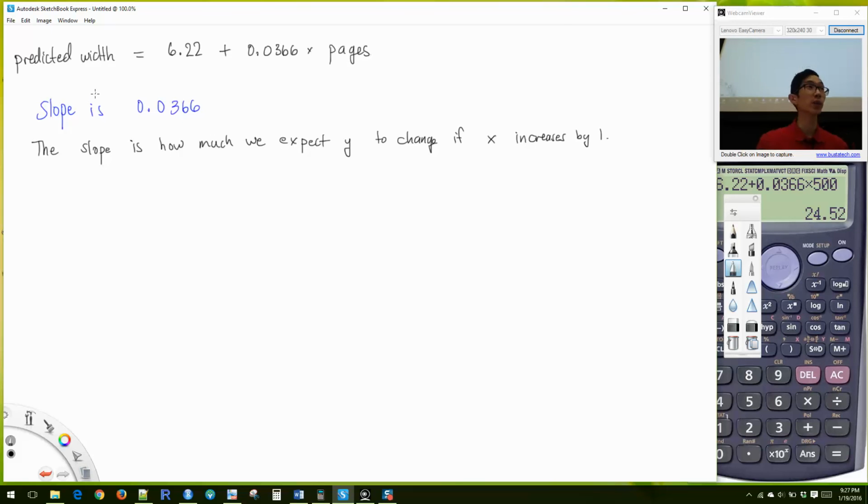Okay? So in our case, what is y? Y is the width of a book. And what is x? X is the number of pages. So if we add 1 page to a book, how much do we expect the width of the book to change? We would expect that width to not change by very much, right? Adding 1 page is not going to dramatically change the width of your book, okay? And that's why our slope is so tiny here. So just a reminder, x is number of pages, y is width.